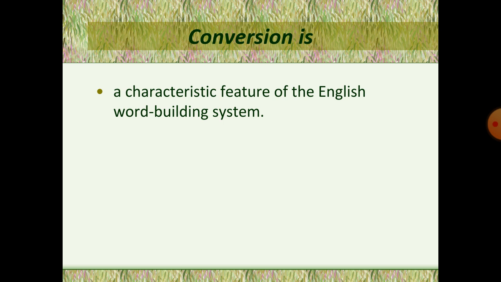Conversion is a characteristic feature of the English word building system. Conversion is treated differently by different scientists. Conversion is a highly productive way in the English word stock. Conversion consists in making a new word from some existing word by changing the category of a part of speech, the morphemic shape of the original word remaining unchanged.